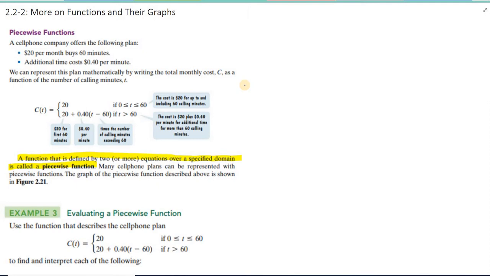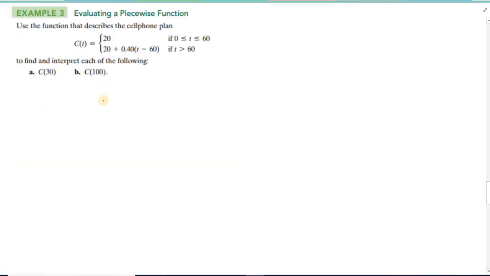But in this lesson we're going to focus on how to solve piecewise functions, or you can say how to evaluate a piecewise function. We're going to look at example 3, evaluating a piecewise function. Here we have C of t. Probably you're more used to f of x. It's the same thing. Right here they just use C as cost and t as time. Anytime you see evaluating, as I've mentioned many times in the past, that means you're going to plug in.